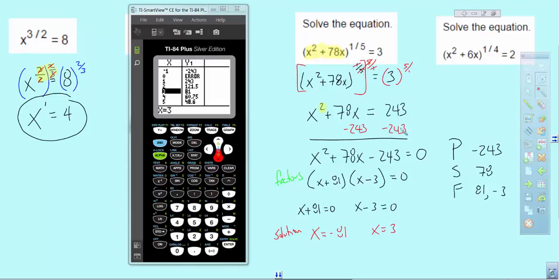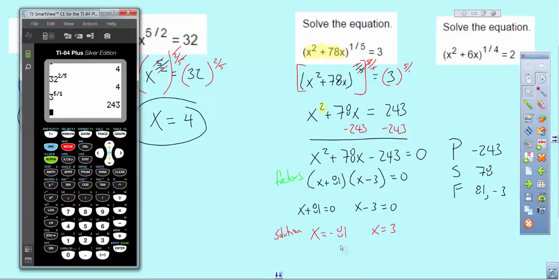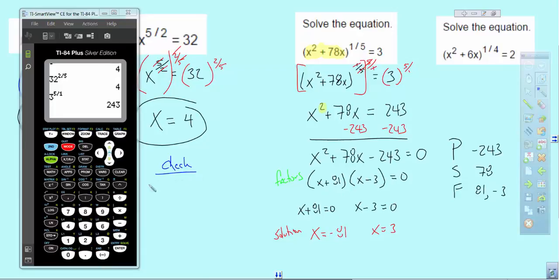Now, technically, because this is underneath a radical, we need to check. So technically, we need to come up here and do a check. We take that original equation right here, and we are going to check to see if what we have actually works, or if they both work, or if neither one of them works. So we do our check for x equals negative 81. That would be negative 81 quantity squared plus 78 times negative 81, all of that raised to the 1/5 power should be equal to 3.